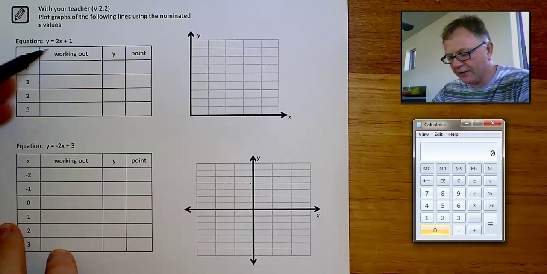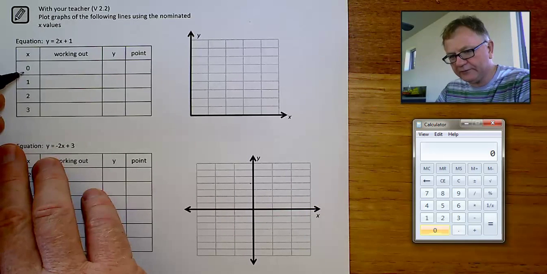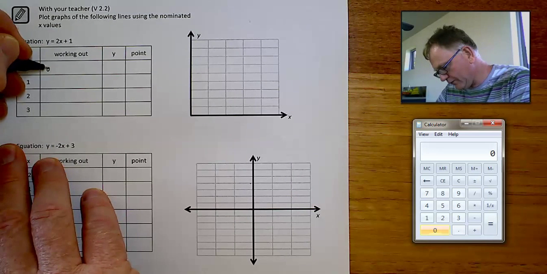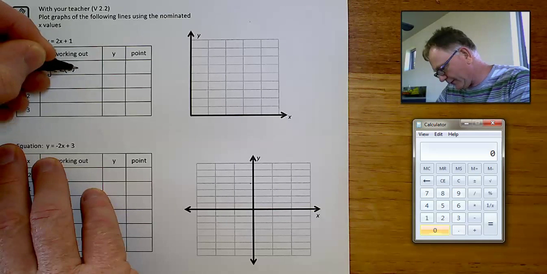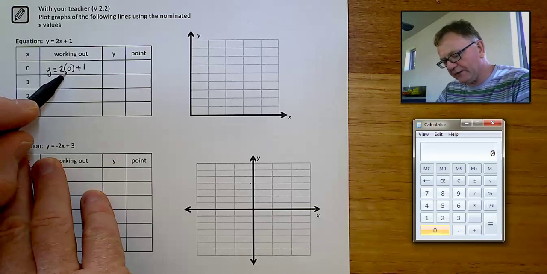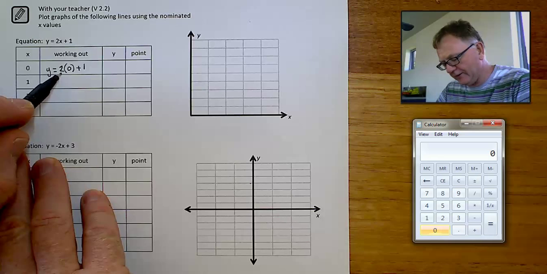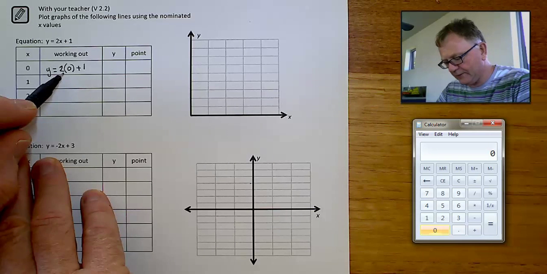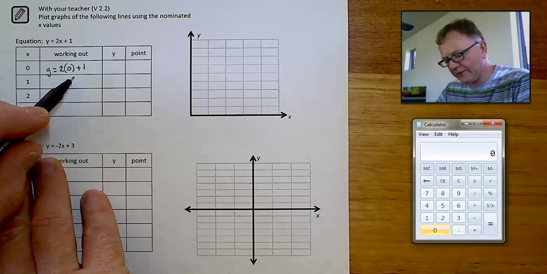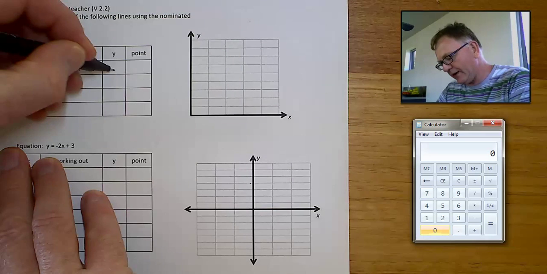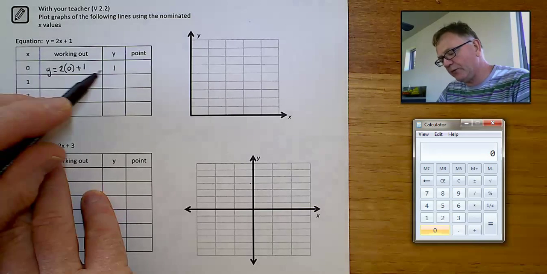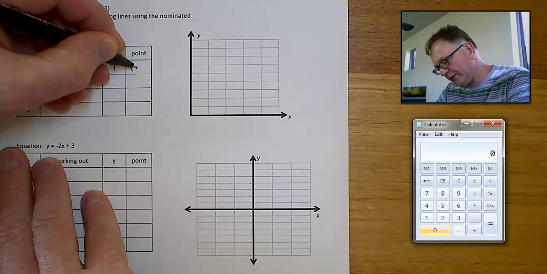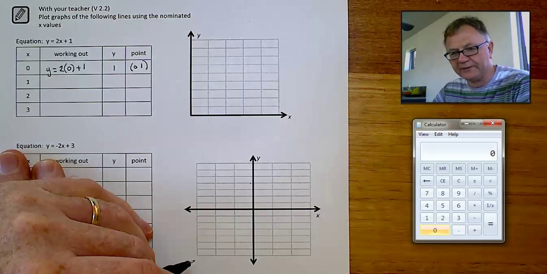We're going to get these x values and put them into the equation instead of x and work out what y equals. When x equals 0, y will equal 2 times 0 plus 1. I'll just write it like that. That means 2 next to the 0 means 2 times 0. Now 2 times 0 is 0, plus 1. 0 plus 1 equals 1. So in other words, when x equals 0, y equals 1. That means that the point x equals 0, y equals 1 is a point on our graph. The point 0, 1 is on the graph.